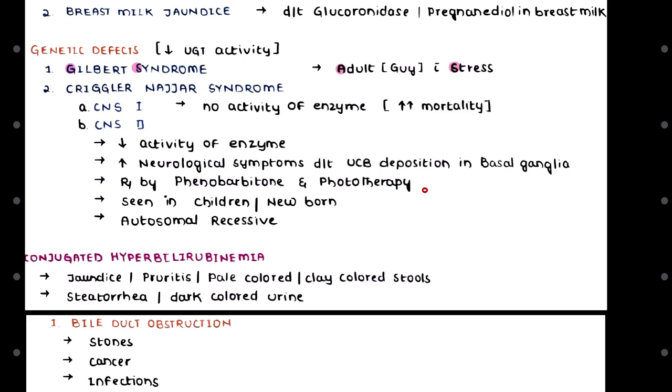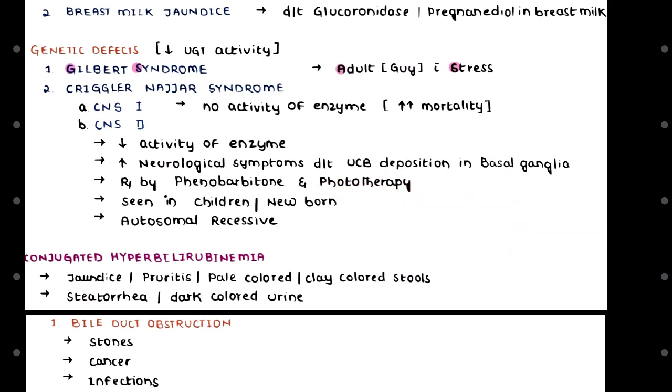Phototherapy is a mechanism in which we pass blue light, covering the eye region and genital region so that they will not be affected. What happens in phototherapy is that the unconjugated bilirubin is converted into something that is water soluble. Since it is water soluble, it will be excreted out of our body.